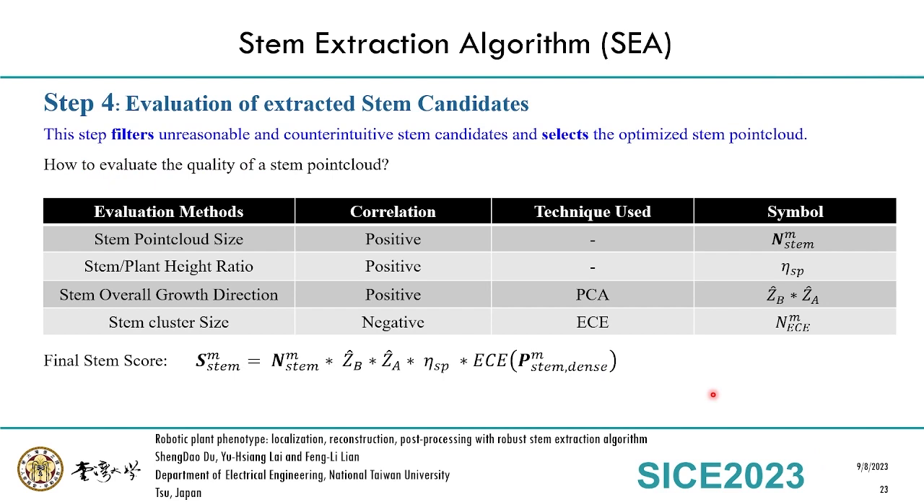Once we get the densified cloud, we need some criteria to evaluate whether the result is good or not. Three of them are positively correlated, which are stem point cloud size, stem height to plant height ratio, and stem overall growth direction, which uses the technique called PCA. And one is negatively correlated, called stem cluster size. We simply multiply these four parameters, and we get the final score as M stem.